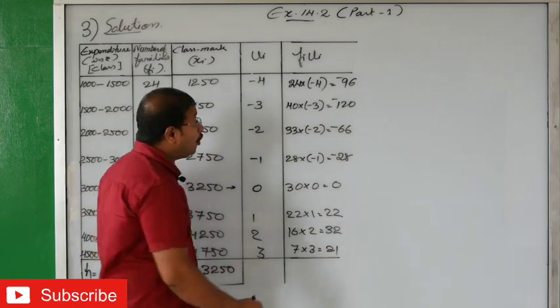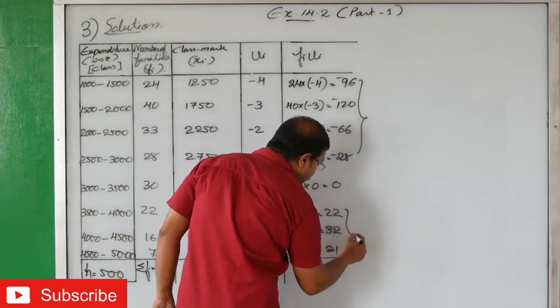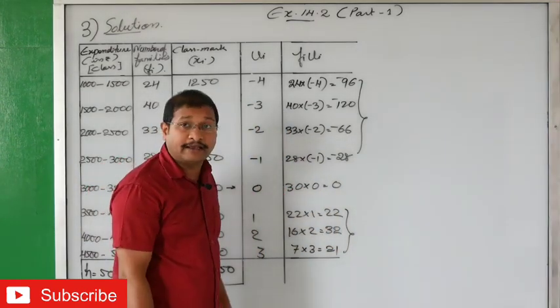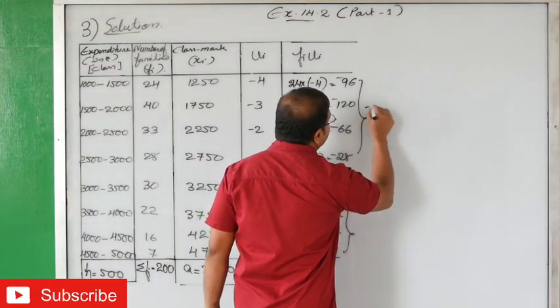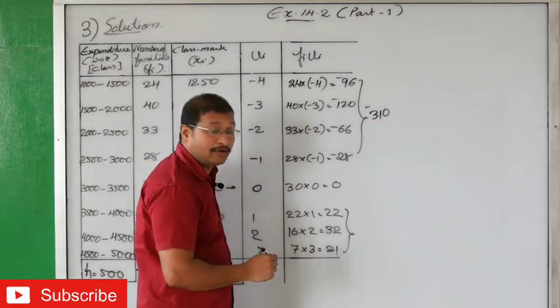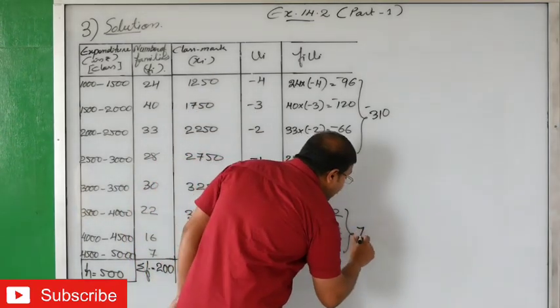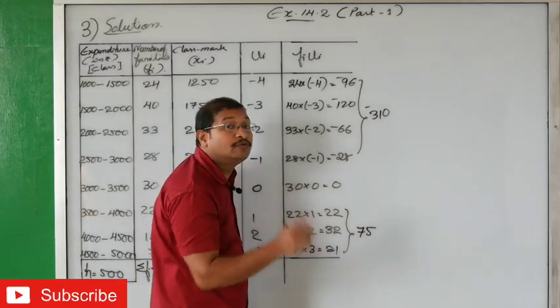Now what do you do? All the negative numbers will add it together. Positive numbers will add it together. Ready? All the negative numbers adding. What you will get? Yes. 310. Of course we know that is minus. Ready? Now what you will do? All the positive numbers will add. How much you will get? 75. Now plus and minus. What you will do? Minus.